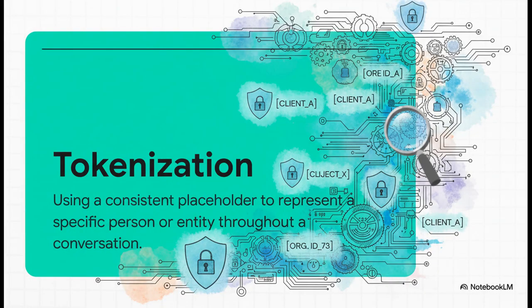And finally, we covered tokenization. This is your go-to tool for longer, more complex prompts. It's all about using a consistent, unique placeholder, like Client A, to refer to the same person or company over and over, letting the AI track context without ever knowing the real identity.